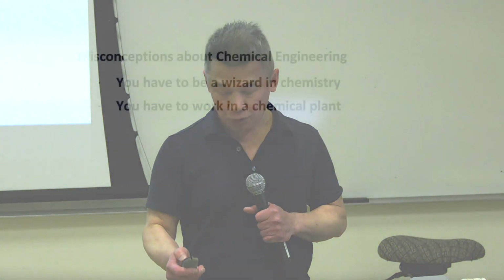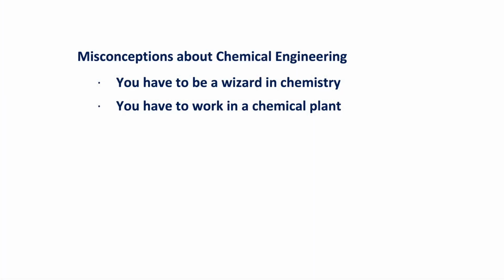The rest is all fluid mechanics, heat transfer, thermodynamics, all of this stuff. And also process control, right? Computer process control. You use computers to control things, and that requires some knowledge of mathematics and so on. So you do not have to be a wizard in chemistry. You do not have to work in a chemical plant when you graduate.